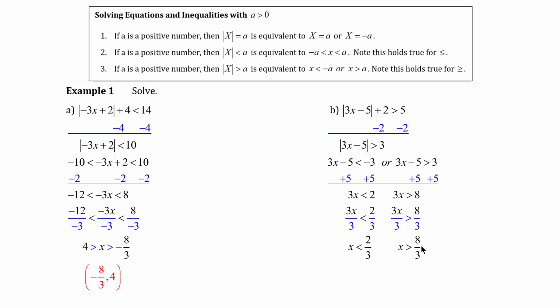Next, we write our final answer using interval notation. So we have parentheses, negative infinity, comma 2/3, close parentheses, the union sign, parentheses, 8/3, comma infinity, close parentheses.